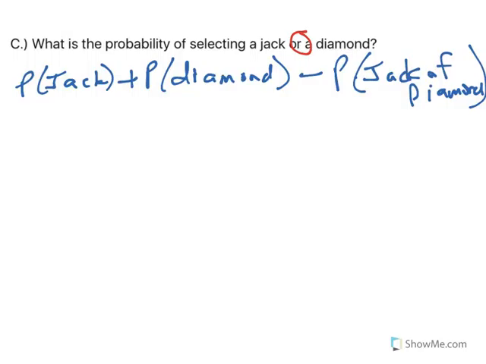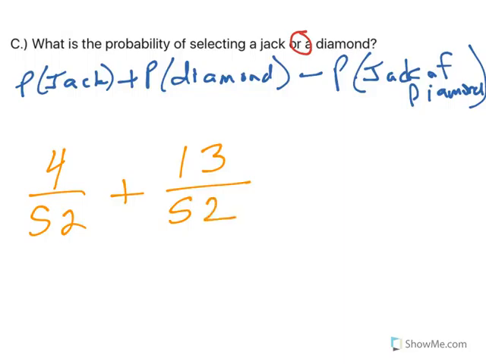The probability of selecting a jack, we found that at the very beginning. There are 4 jacks out of 52 cards. Well, there are 13 diamonds out of 52 cards, and there is only 1 jack of diamonds. The reason we have to subtract the overlap is because you counted the jack of diamonds twice. We counted it as a jack, and then we counted it again as a diamond. The card is only in there 1 time. So the subtraction allows you to not count it twice, basically.